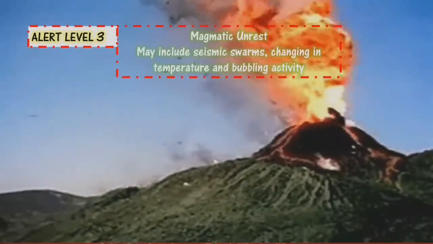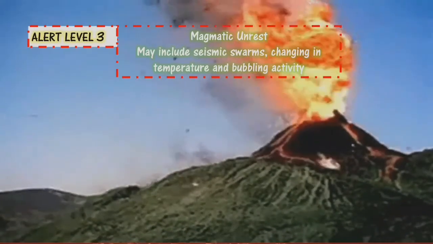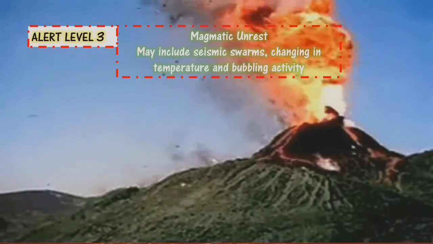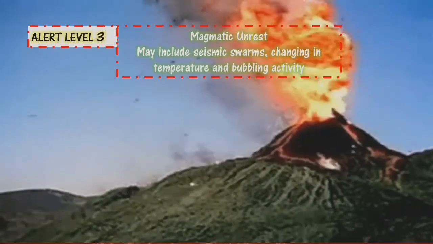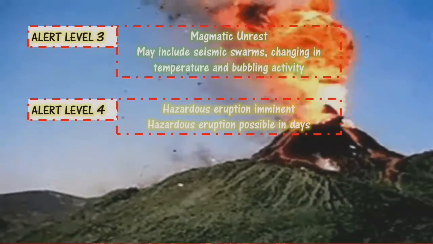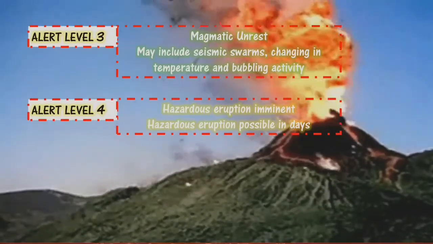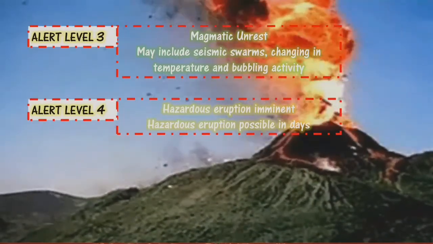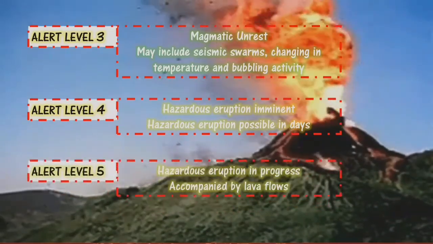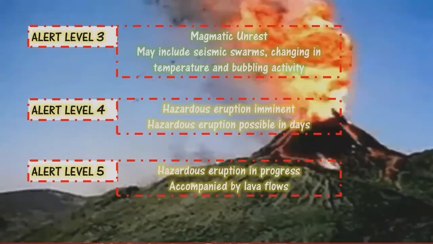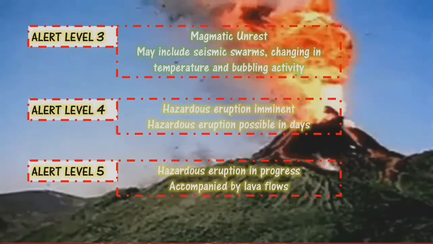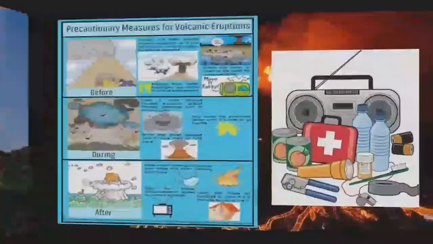Alert level 3, magmatic unrest. This may include seismic swarms, changes in temperature, and bubbling activity. Alert level 4, hazardous eruption imminent. Hazardous eruption possible in days. Alert level 5, hazardous eruption in progress, accompanied by lava flows.